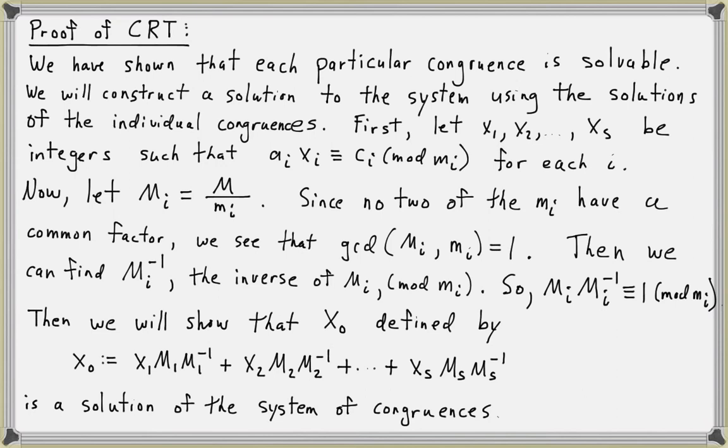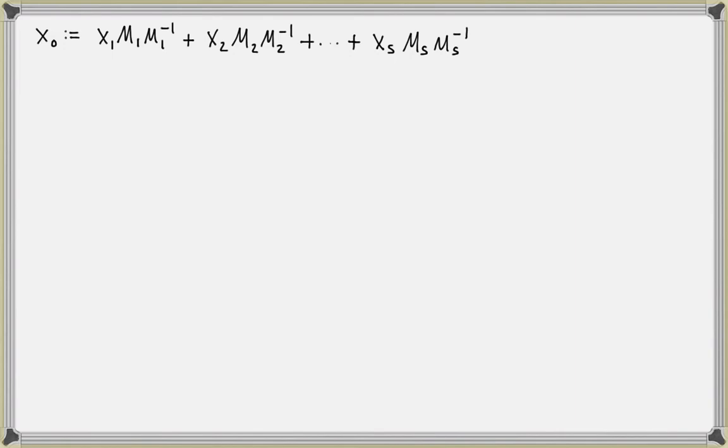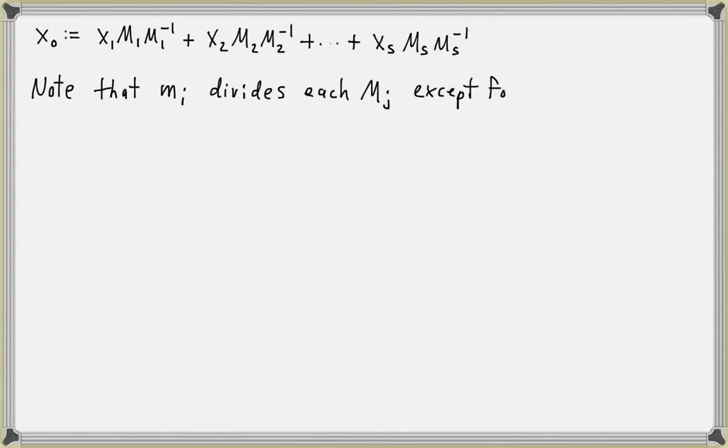So now let's see that x0 is a solution to the system. So I rewrote x0 here. First note that little mi divides all the capital Mj's except for when the subscript is the same. So mi divides each capital Mj except for capital Mi, because capital Mj is the product of all the little m's except for mj, but that factor of little mi is in all the other capital Mj's. So that's the first thing to note.